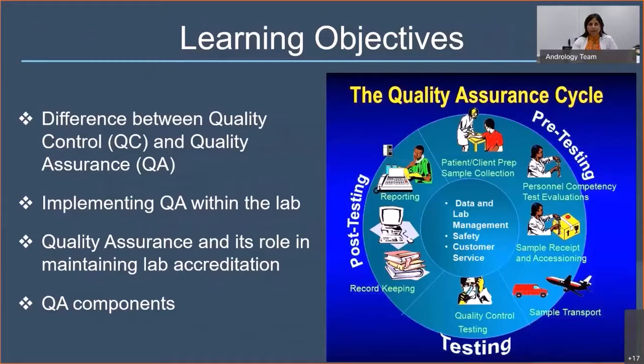Learning objectives of my presentation are: the difference between quality control and quality assurance, implementing quality assurance within the andrology lab, quality assurance and its role in maintaining the lab accreditation, and what are the components of quality assurance. So this also applies on the right side. There is a depiction of the quality assurance cycle. It does apply to all 3 phases of testing, including pre-testing, testing, and post-testing. Next slide.